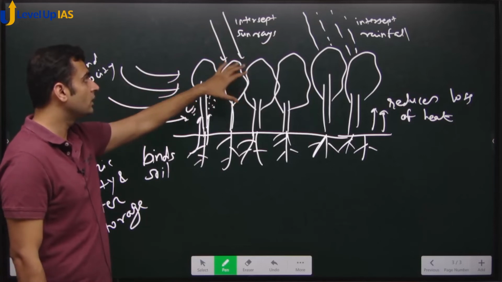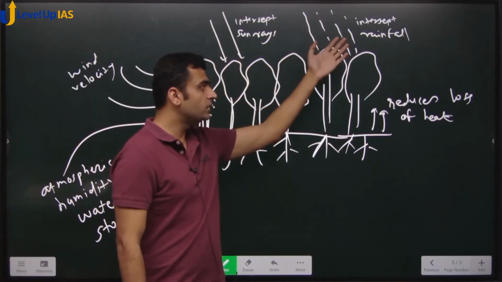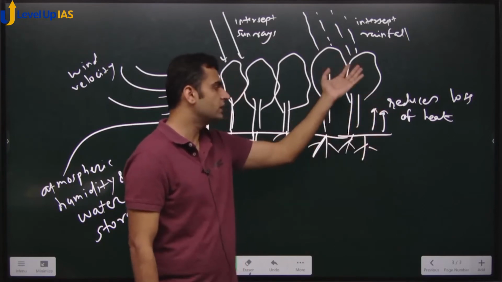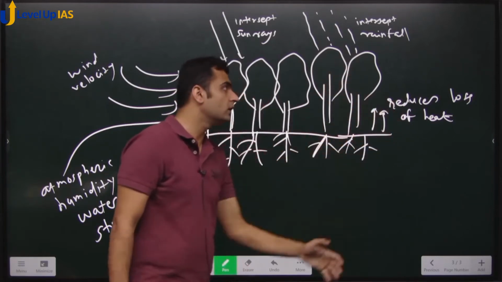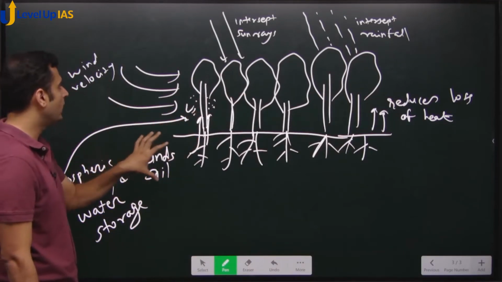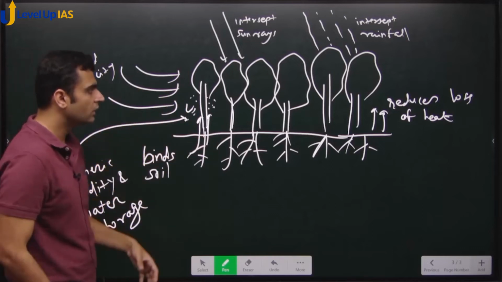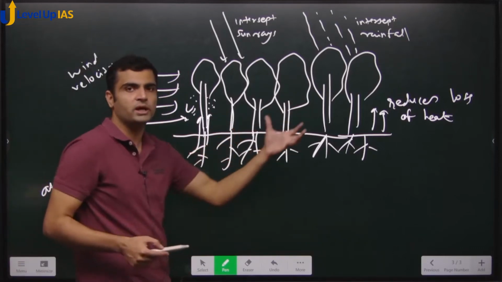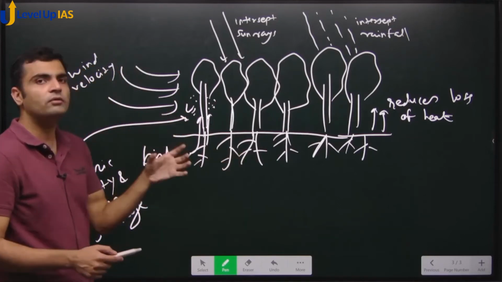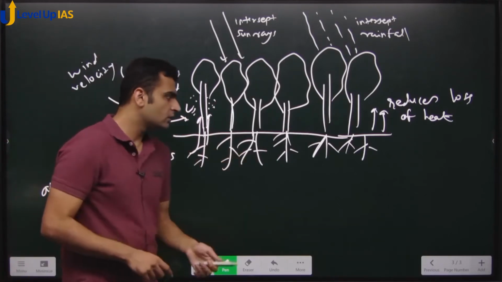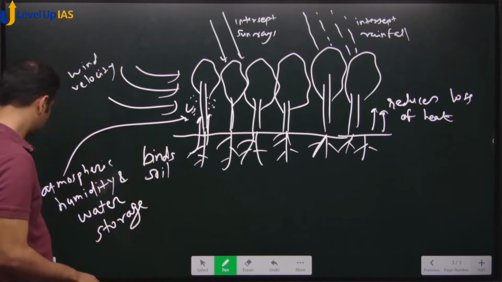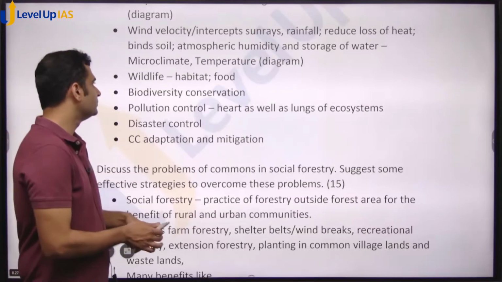Sunrise will be intercepted, rainfall will be intercepted. So loss of heat will be reduced because heat can't go up and there is a lot of water here. Storage of water, as I mentioned. Then it will bind soils. So in this way, it will create its entire different microclimate, which is favorable for forest growth and functioning of ecosystems. Okay, if you draw this diagram, you don't have to explain a lot. Fine.